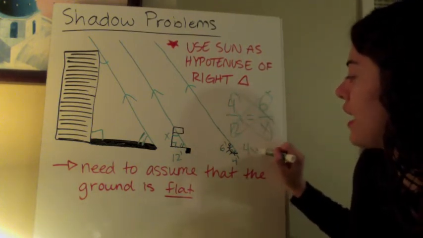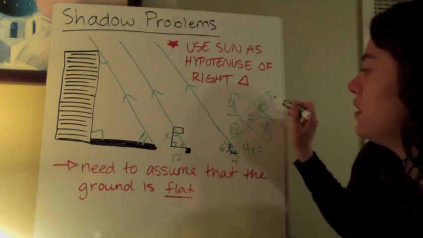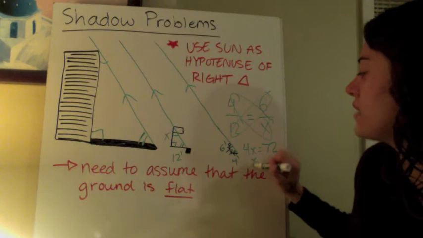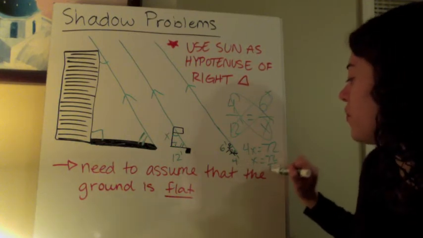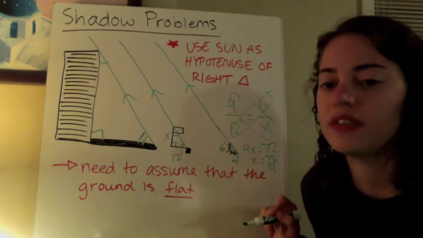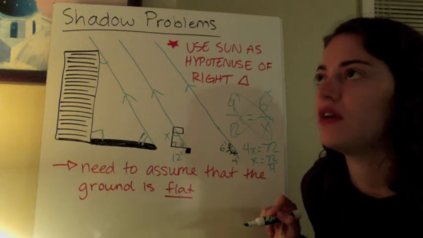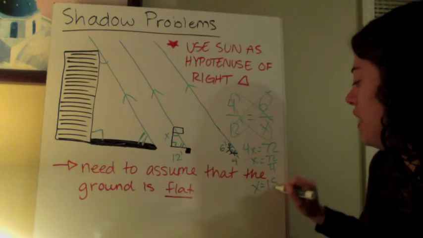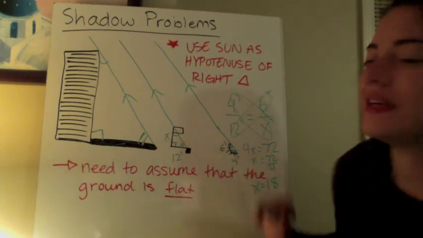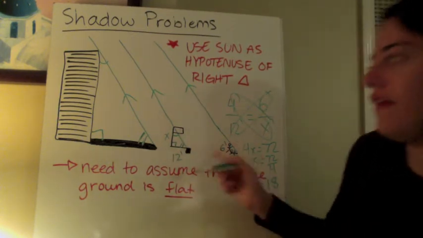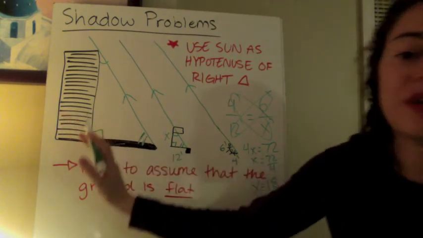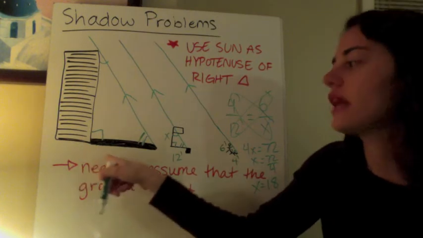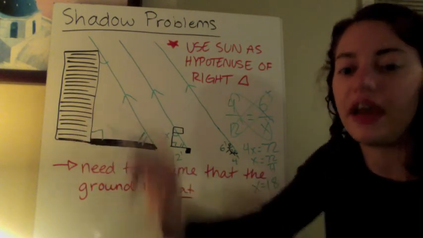I have 4x is equal to 72, and now x is equal to 72 over 4. Okay, 72 over 4, what is that? 40, 20, 18. So x is equal to 18. So this flagpole is 18 feet tall. If I wanted to figure out the building, I would have to know either its shadow or the height, and I could find the other. Most likely you'll be given its shadow, and you'll need to find the height of the building.